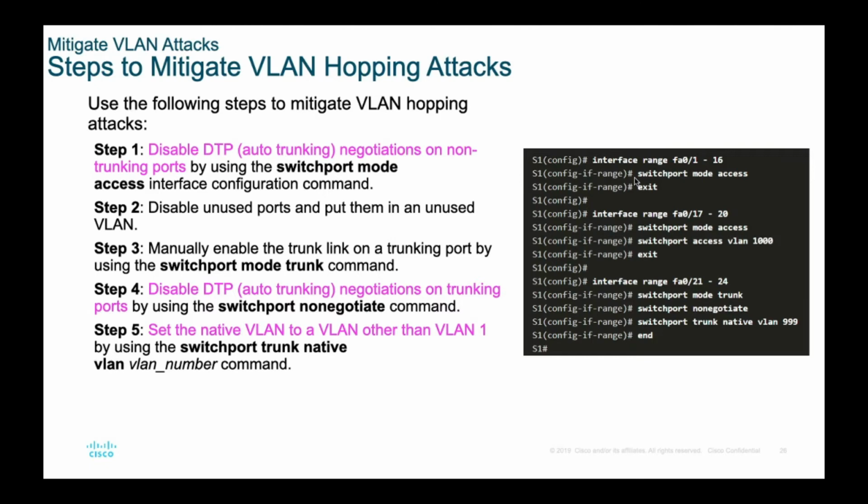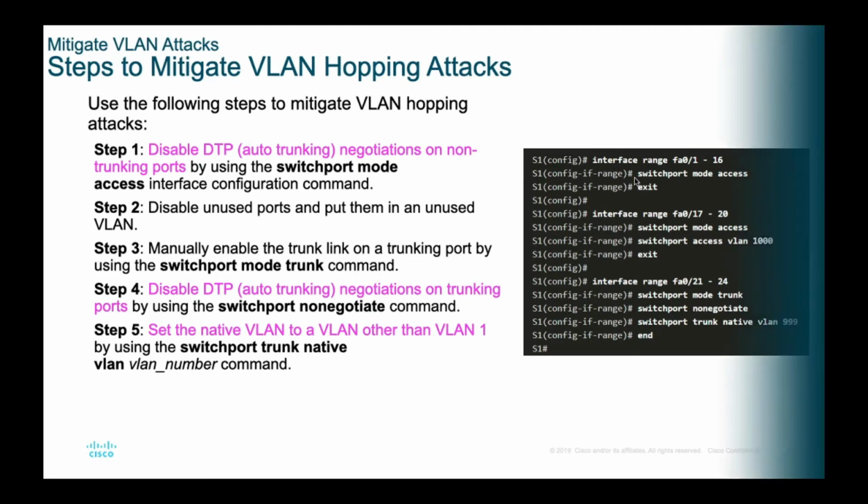So we are supposed to create another VLAN. Sometimes we call it a black hole, which means we are not going to connect it to any network or any user. So we do switchport trunk native VLAN and use a VLAN that we do not use.